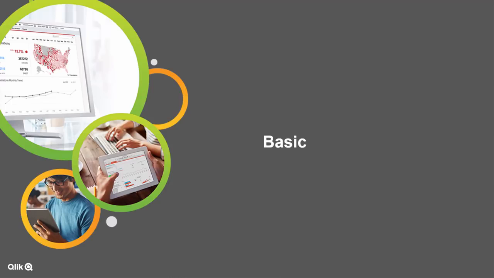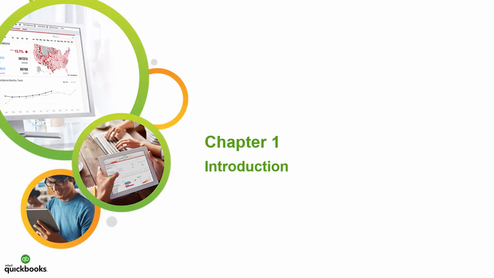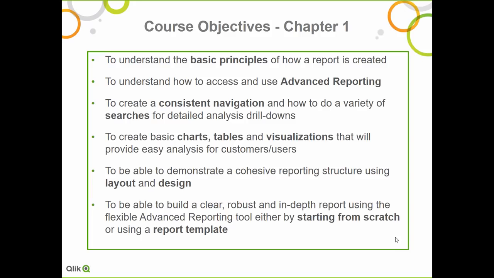So let's start with the basic training module 1, which starts with chapter 1, an introduction. The course objectives for chapter 1 are as follows. We'd like you to understand the basic principles of how a report is created. We'll teach you to access and use advanced reporting in the correct way.